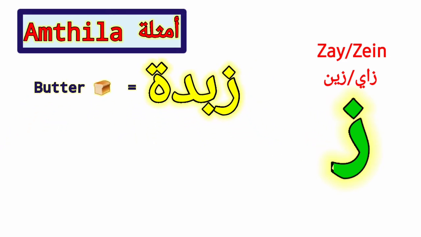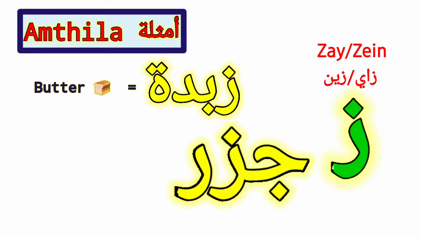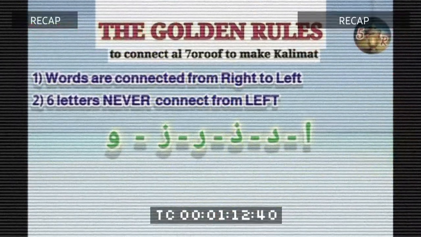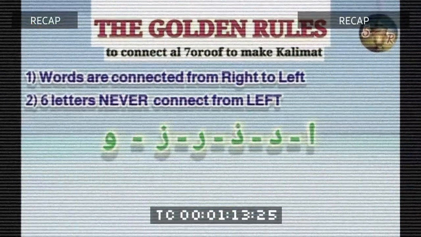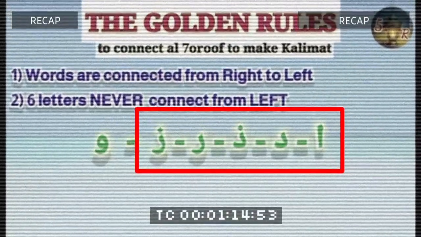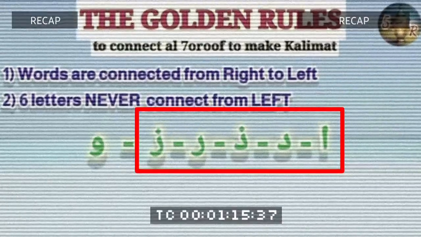Another example, gazar. Gazar means carrots. Obviously, in Fusha, it will be jazar. So, jazar or gazar. And hopefully you noticed as well that ra and zain, the two of them, never connect from the left. So that means we covered already 5 out of the 6 that never connect from the left. Only 1 to go, which will be the next lesson, inshallah.